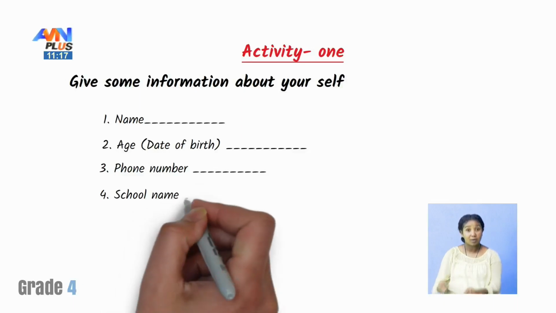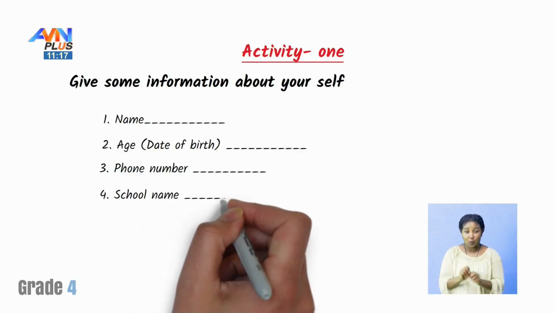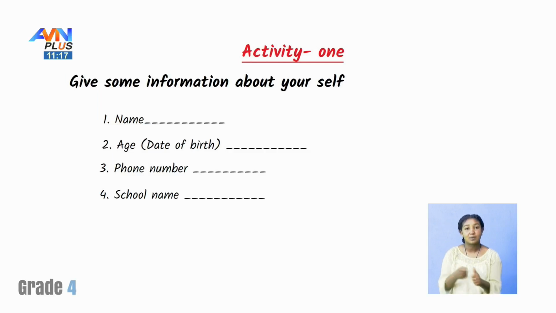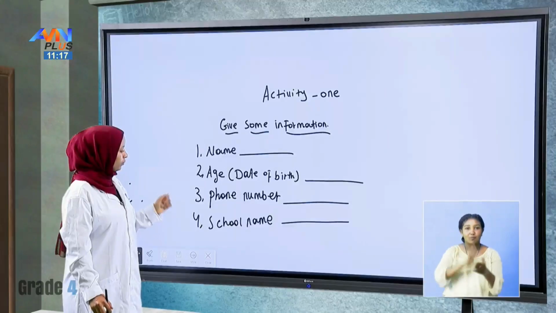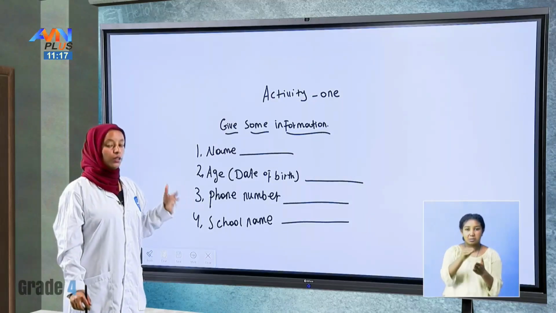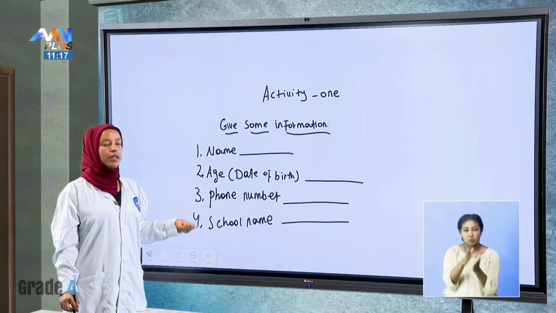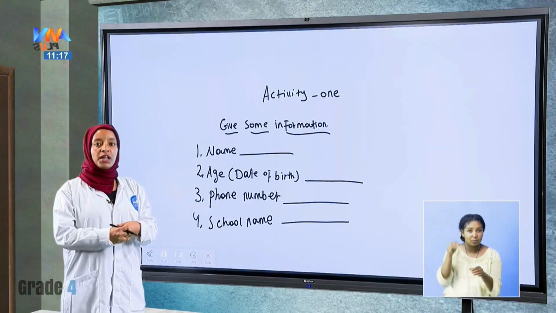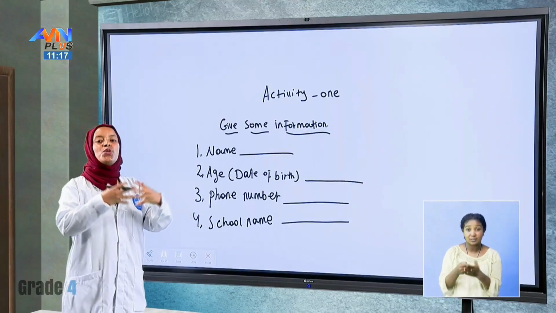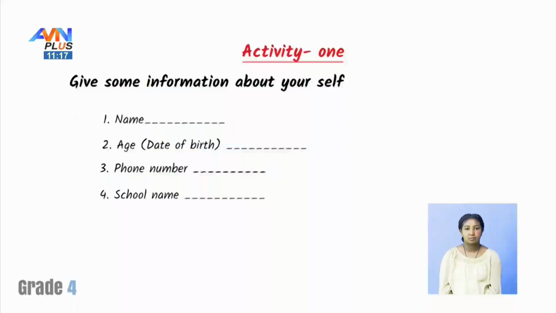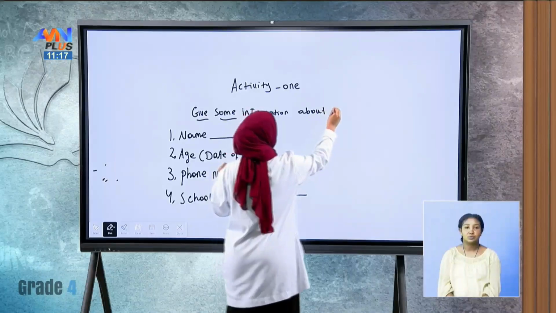Students, let me wait until you finish your personal information. The first one is your name, age, date of birth, your phone number or your parents' phone number, and also your school name. These all are your personal information. Discuss with your friends and with your parents together, information about yourself.